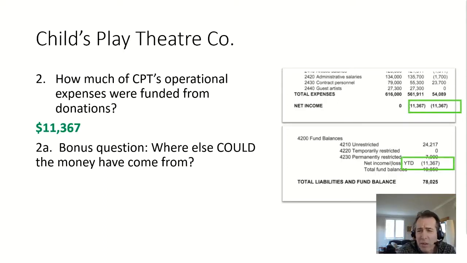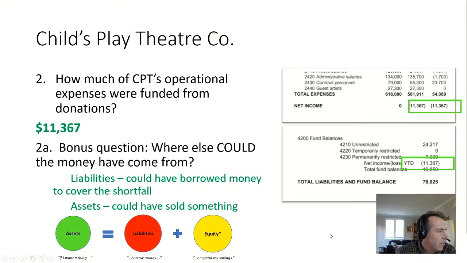Now, here's a little bonus question though. Where else could the money have come from? Oh, wait a minute. No, I won't wait a minute. I'll just tell you the answer. The money comes from assets. Money comes from the balance sheet. So it could come from the equity, but it could just as easily have come from liabilities. We could have borrowed some money in order to cover the shortfall, or we could have sold something. We could have sold an asset. But as long as the balance sheet remains in balance, then we're good.